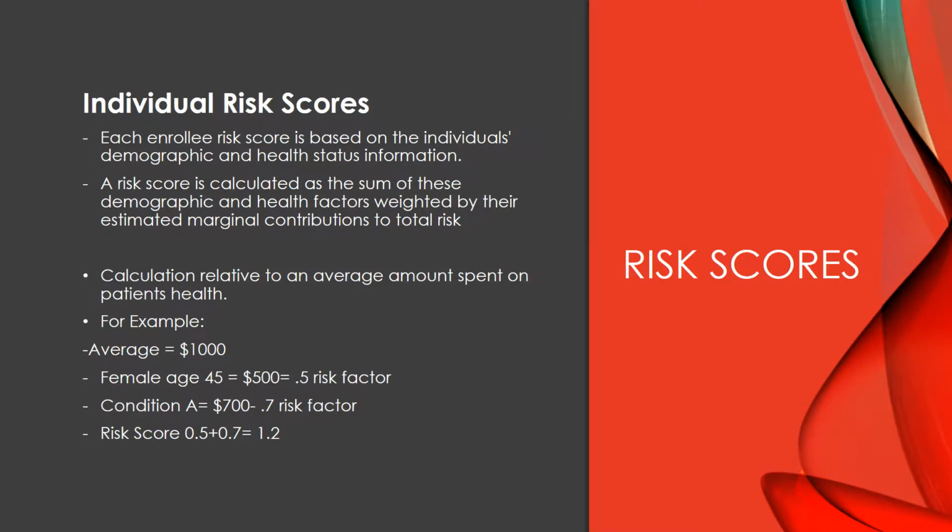Individual risk scores. Each enrollee risk score is based on the individual's demographic and health status, as I stated before in a previous slide. A risk is calculated as the sum of these demographic and health factors weighed by their estimated marginal contribution to the total risk. The calculation is relative to an average amount spent on the patient's health. So anything that the insurance company pays out is basically just to help the providers prevent any other illnesses, to make sure that they're taking care of their patient, to pay for medications, to pay for hospital in-stays.